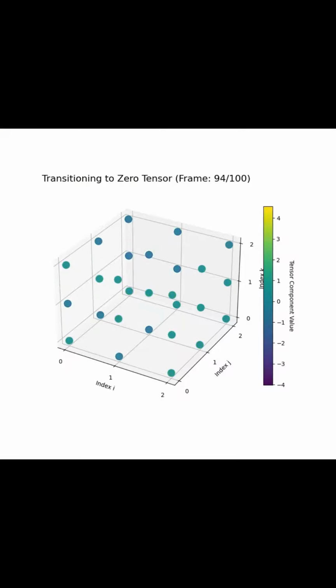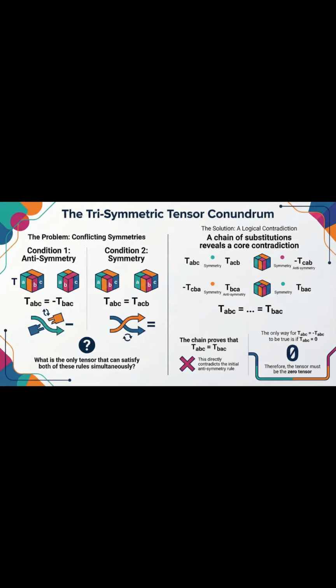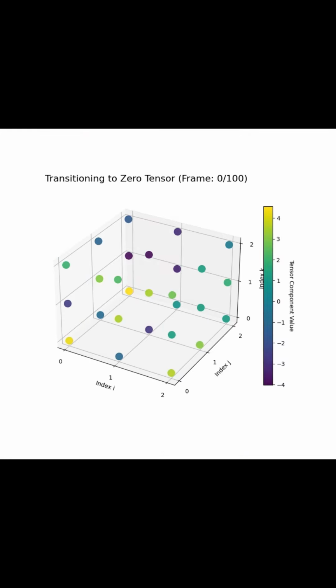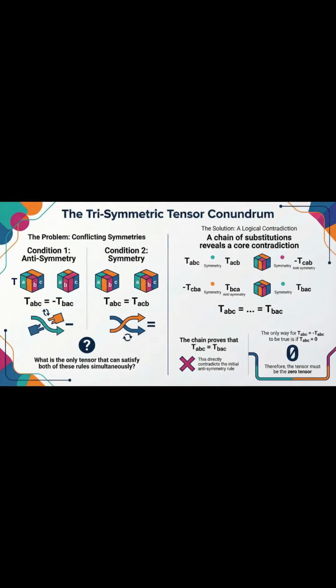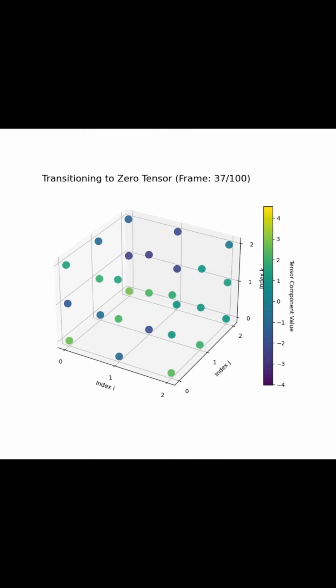But the zero tensor, the one the math forces into existence, well, it's visually uniform. Every single point is the exact same color because every single component is zero. So those specific, strict constraints of symmetry guarantee that the quantity must be in a state of complete uniformity.